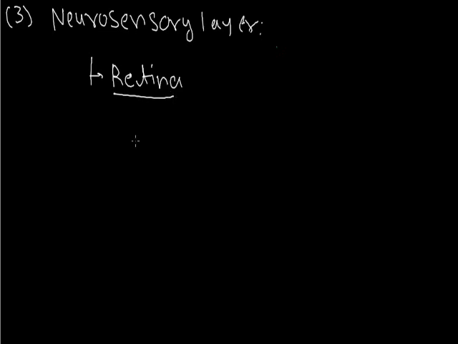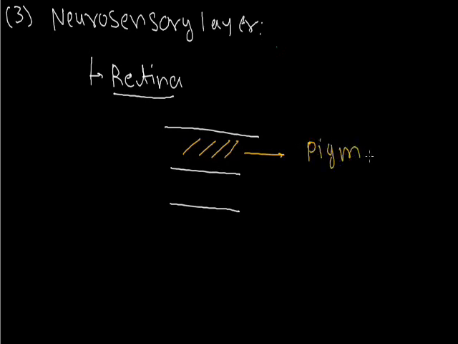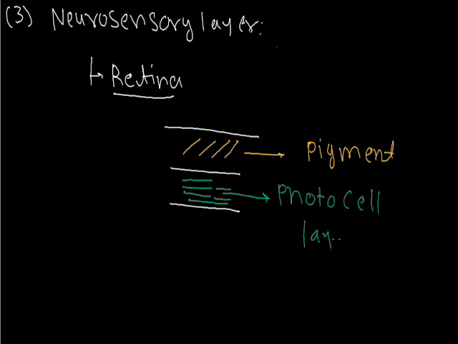Okay. The retina also consists of two layers. The outer layer is called the pigment layer, and the inner layer of the retina is called the photocell layer. So the retina consists of two layers: one is the pigment layer, the outer layer, and the inner layer is the photocell layer. And now the detail of the retina layers.